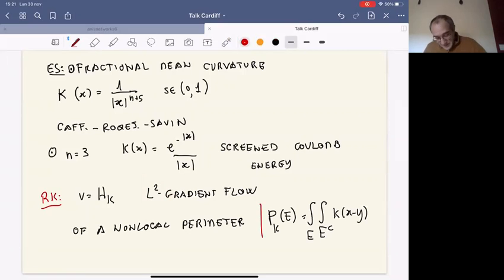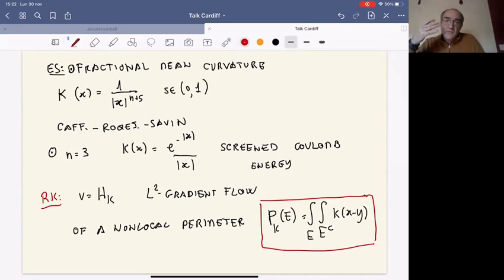Okay, so in some sense there is an analogy between perimeter and mean curvature flow, non-local perimeter and non-local mean curvature flow. The difference is, of course, that while the perimeter lives only on the boundary of a set, this non-local perimeter is more similar to a volume term in some sense, because you integrate inside and outside, and it's non-local. But there is an analogy.